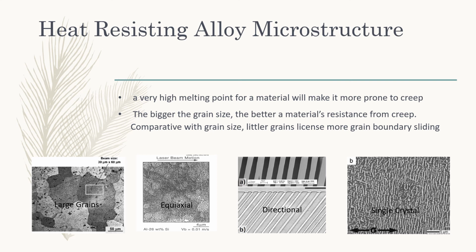And then heat resisting alloy microstructures. A very high melting point for a material will make it less prone to creep. The bigger the grain size, the better a material resists creep. In comparison, small grains allow more grain boundary sliding. These are the examples: large grains, equiaxed, directional, and single crystal.